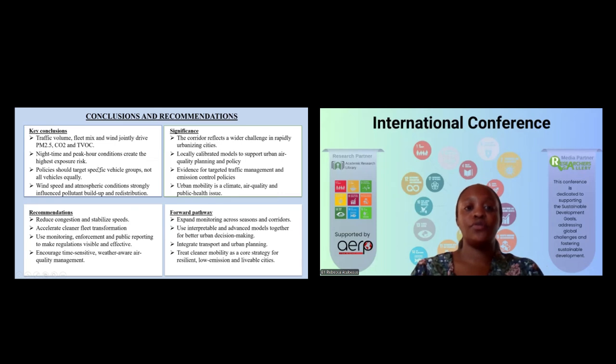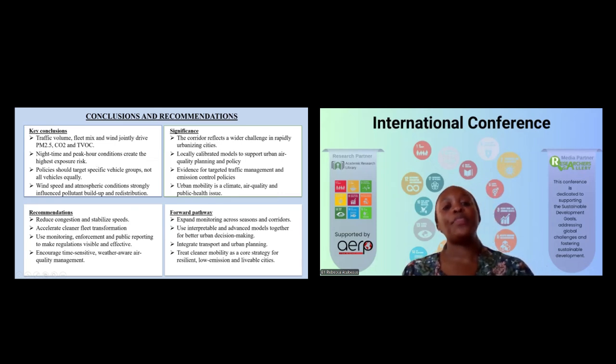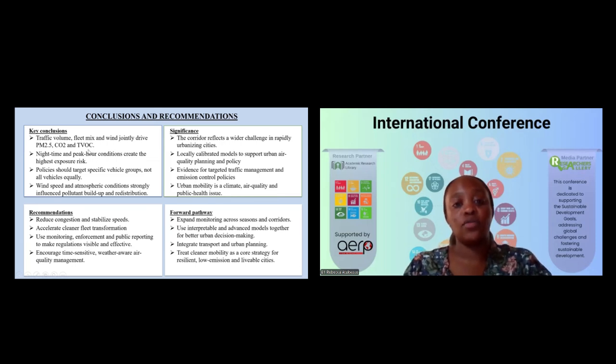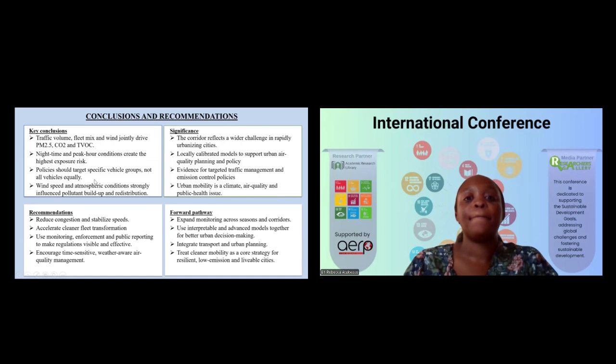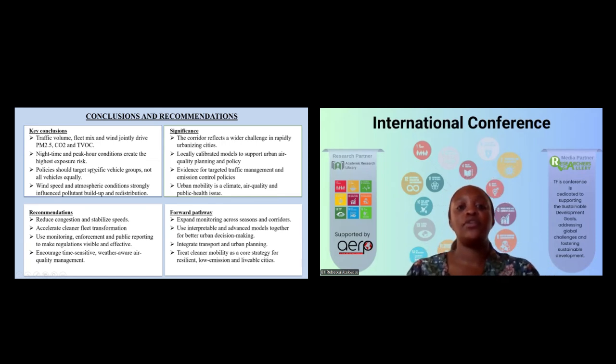My conclusions from this study are that traffic volume, fleet mix, and wind jointly drive PM2.5, carbon dioxide, and TVOC. Nighttime and peak hour conditions create the highest exposure risks. Policies should therefore target specific vehicle groups and not all vehicles equally. Wind speed and atmospheric conditions contribute strongly to pollutant buildup and redistribution.